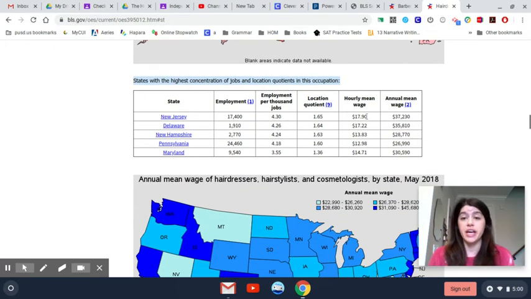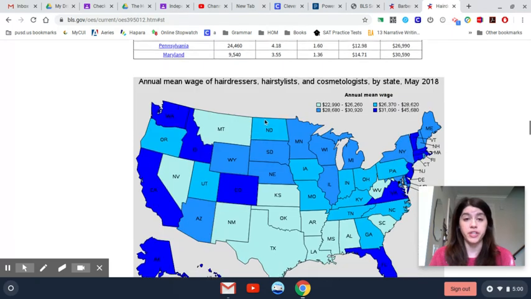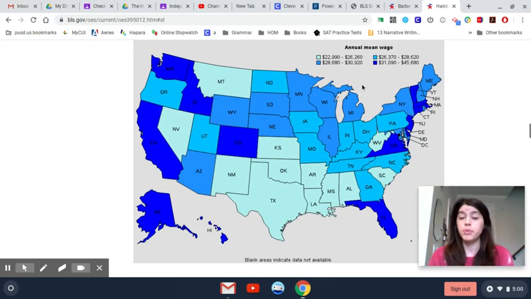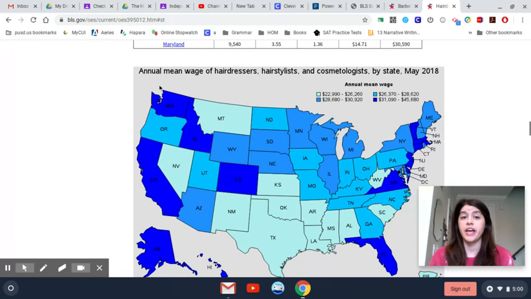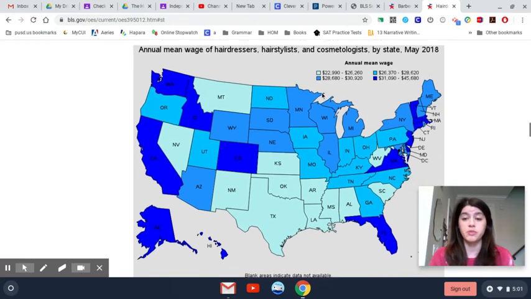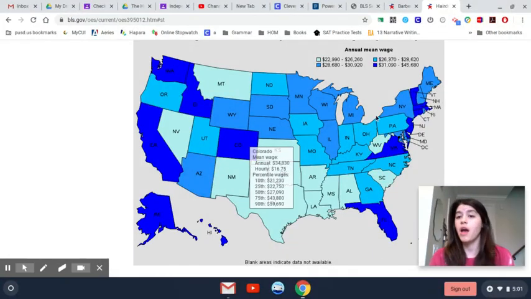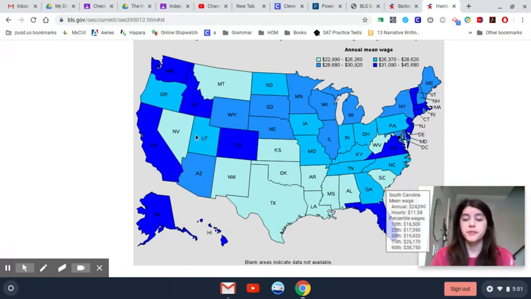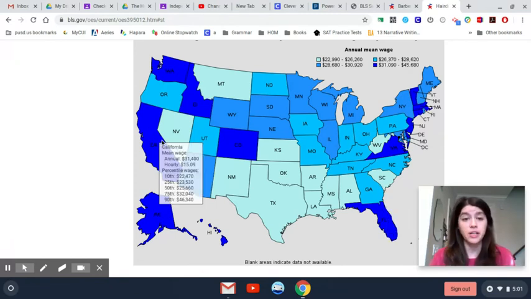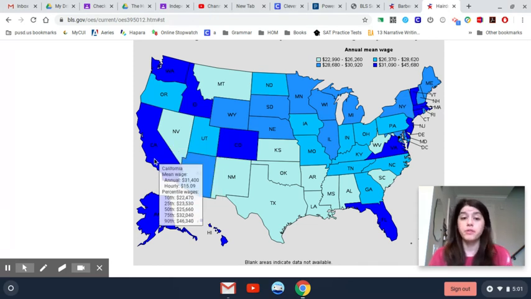And then again, it breaks down your wages and your employment too. This blue graph is showing your annual wages. So this is explaining who are the highest paid states for your profession. So again, we're seeing California, shocking me actually, Alaska, Washington, Idaho, Colorado, a lot of states on the East Coast. So if you're planning on staying in Colorado, you're probably going to make some okay money, which is really good. But again, you have to factor in cost of living.